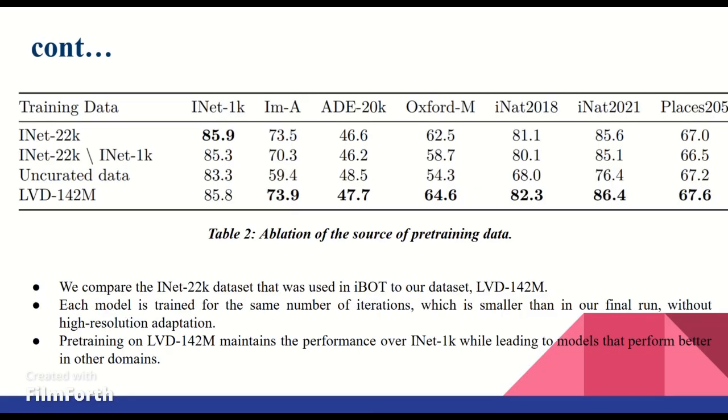So next, here is also table number 2 from the ablation study section. So this is a table for ablation of the source of pre-training data. The table compares performance across datasets. LVD-142M outperformed uncurated data across all benchmarks and was competitive with ImageNet-22K, even better on several tasks. Carefully curated, diverse data leads to better, more general visual features. So it's all about this table.